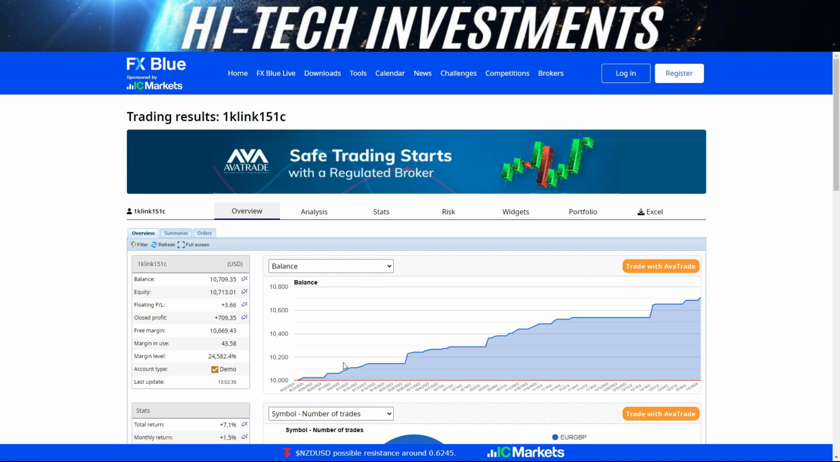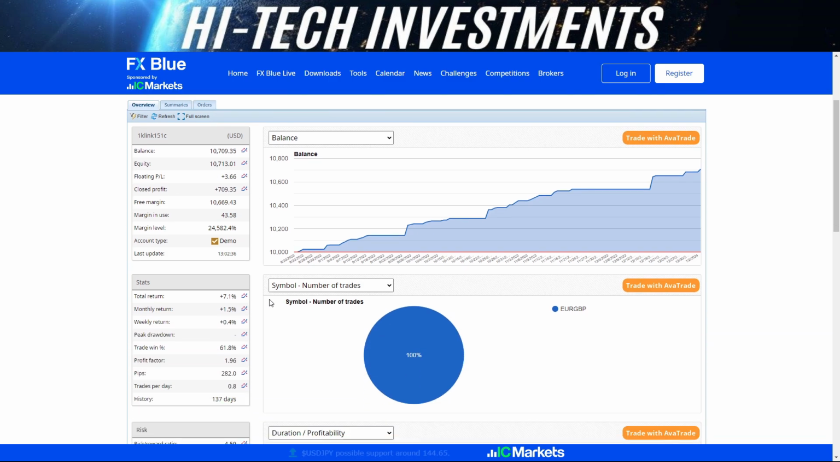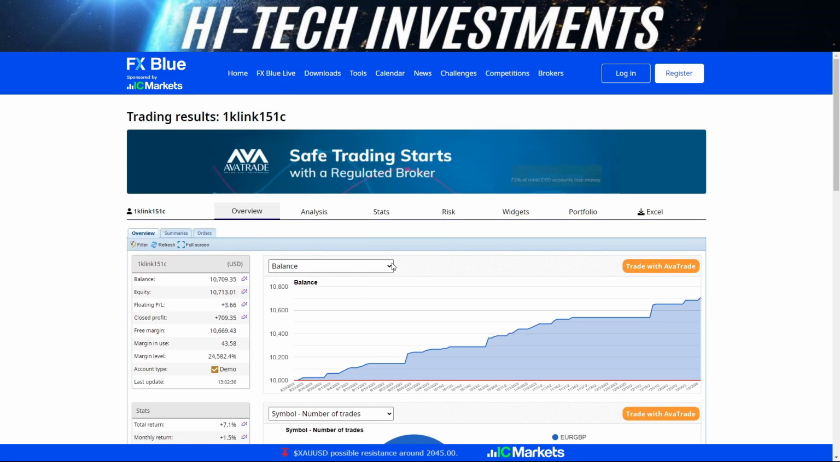That one looks a bit more choppy. It looks like they had a few drawdowns here and there. Let's go and have a look at that. Made 700 so far. Floating profits actually in plus at the moment, 3.66. Again, returns 7%, monthly returns 1.5, or if you are again trading the 1,000 accounts, you would be having 15. So let's have a look at the drawdowns for this.